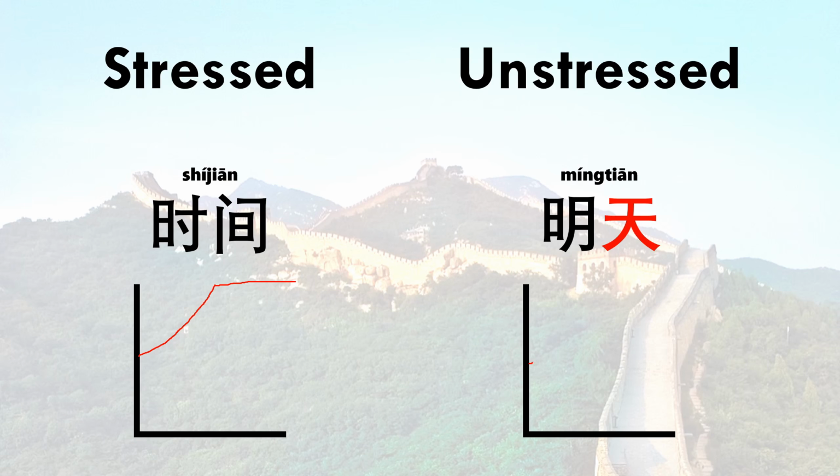Versus 明天, 明. And notice that the black characters are the stressed ones. So this is a stressed second tone, and we'll get there on the next slide. 明天, the 天 is lower than the 间. 明天, 时间, 间, 天.